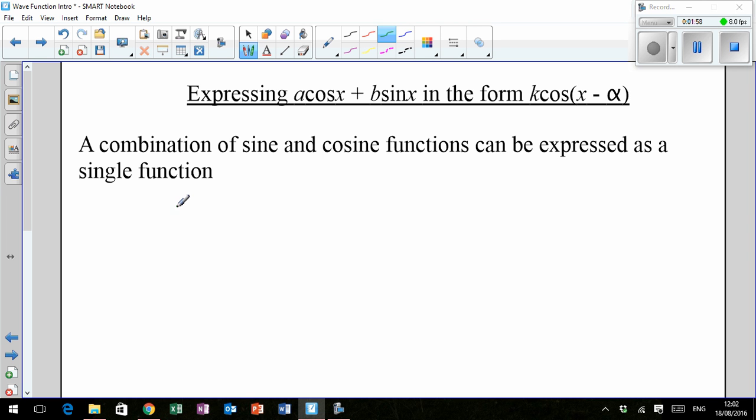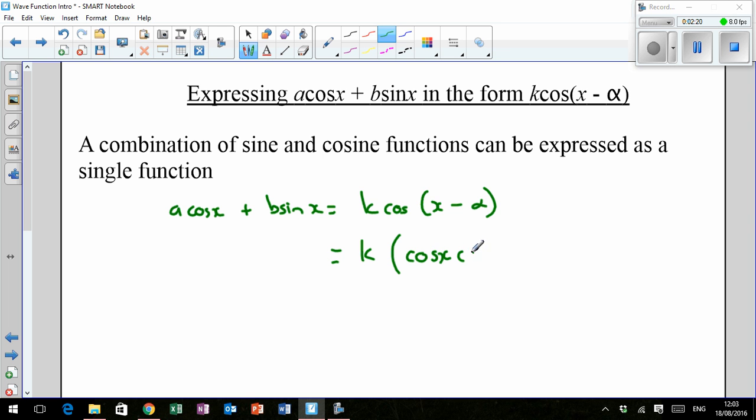So we want a cos x plus b sin x to look like k cos(x minus alpha). We're not doing any specific example here, we're just going to look at the general case. Now we can expand that. The k is just going to be k, but we know that cos(x minus alpha) gives us cos x cos alpha plus sin x sin alpha.